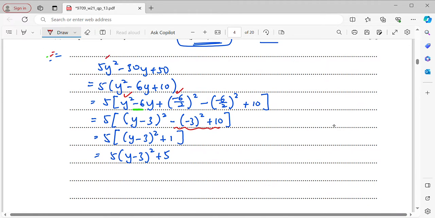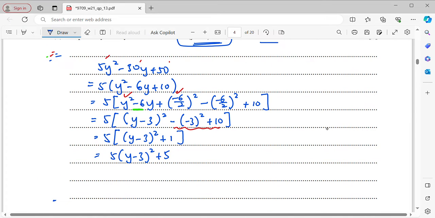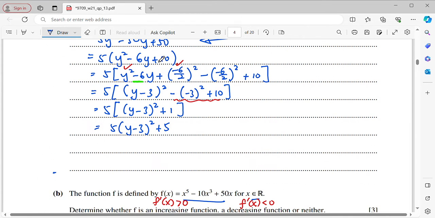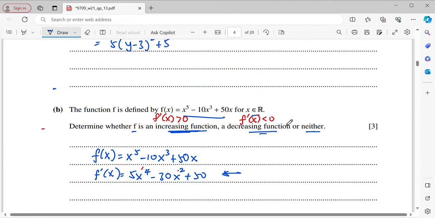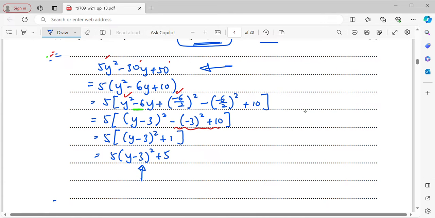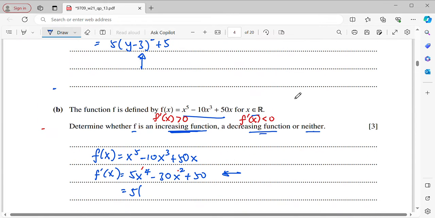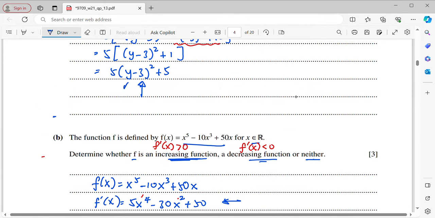This is 5y squared minus 30y plus 50. Then this is 5x to the power 4 minus 30x squared. Okay, the square is missing: 30x squared plus 50. So when you compare these two expressions, basically y is x squared. So when y equals x squared, I will just directly refer to the previous part and change y to x squared. So I will be getting 5, then the y over here will be changed to x squared.